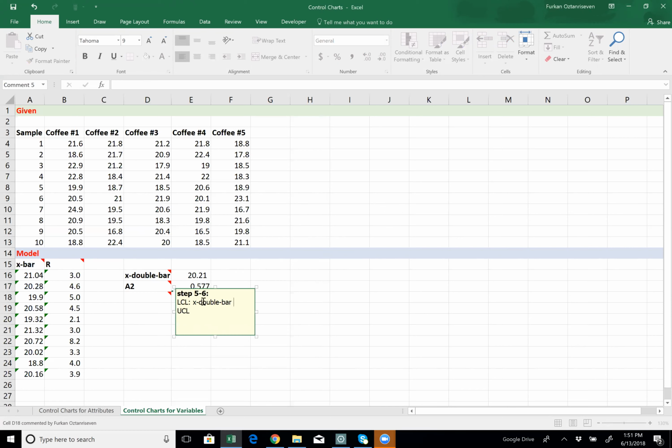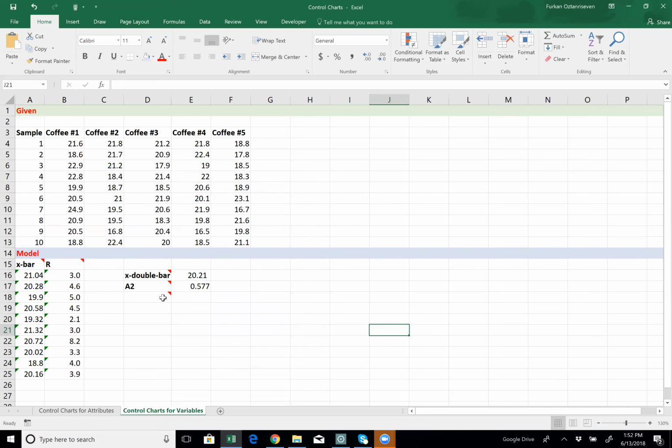And then I will subtract A2 times R. The reason I subtract A2R from X double bar is that A2R is a very good approximation for 3 standard deviations based on statistical analysis. So we don't need to really know how to get these values. Again, we can use the tables, but this is a great approximation of 3 standard deviations from the average of averages. Okay. So if I just change this minus to plus, I can calculate my upper control limit as well.